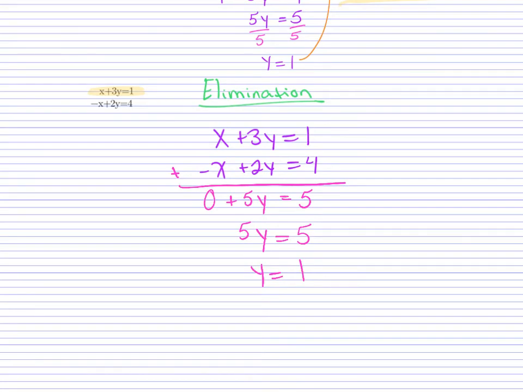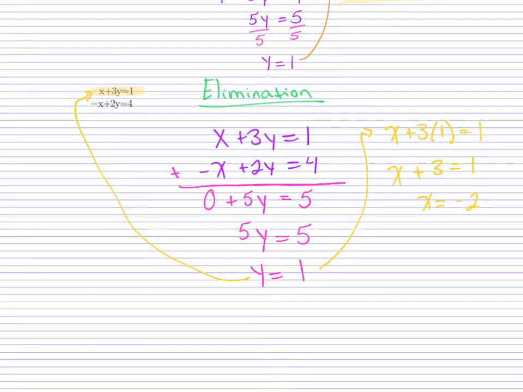Take my y value and plug it into any of the original equations. I'm going to plug it into the first one. So I have x plus 3 times 1 equals 1. So x plus 3 equals 1, since 3 times 1 is 3. Subtract 3 from both sides, and you get x equals negative 2.